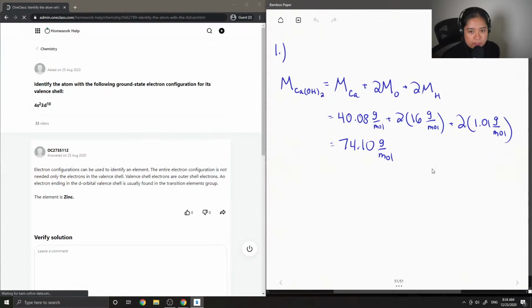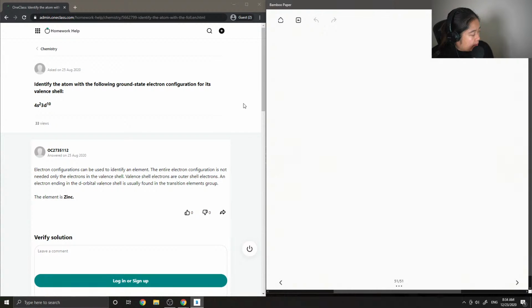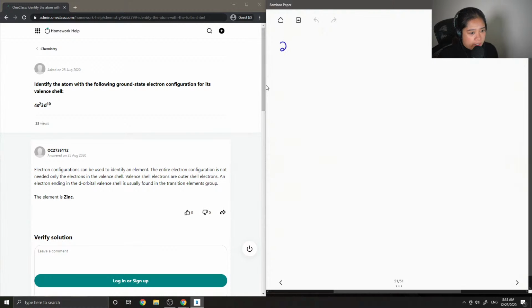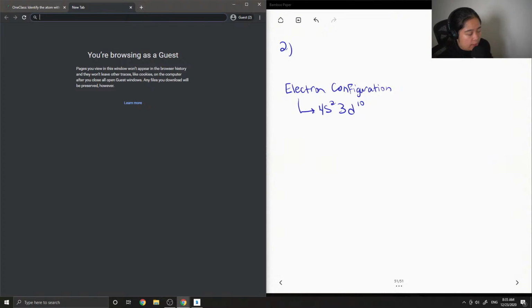Okay, so on to question number 2. Identify the atom with the following ground state electron configuration for its valence shell. So it has an electron configuration of 4s2 3d10. So we know it will be in row 4, and then it's one of the transition metals.